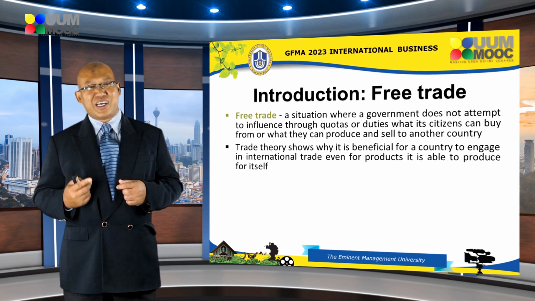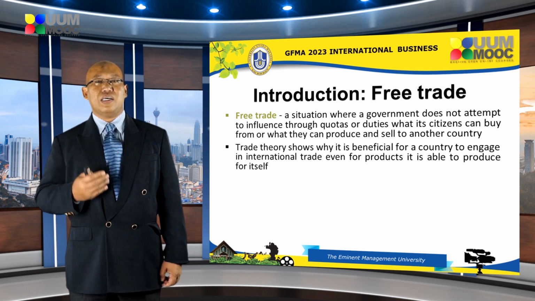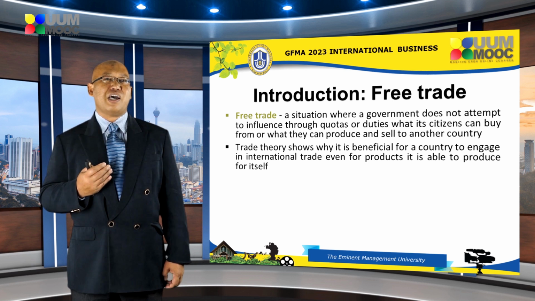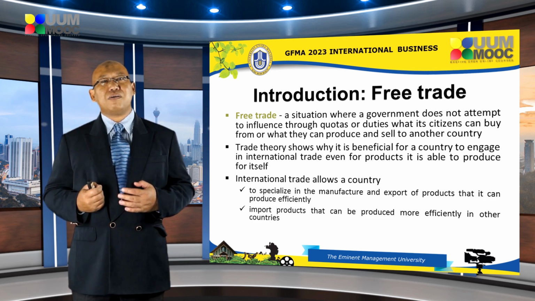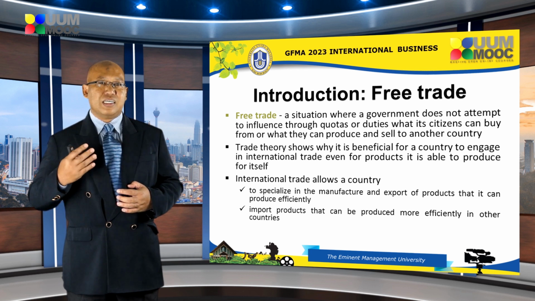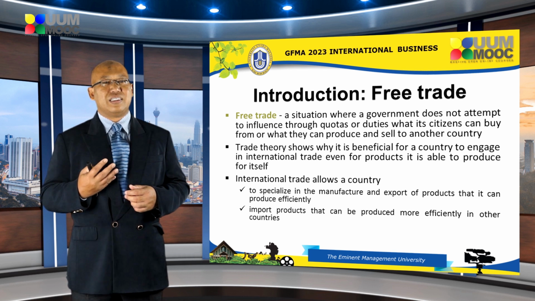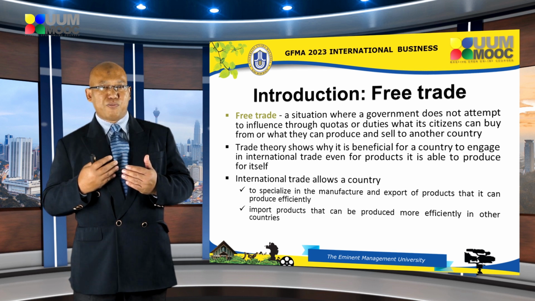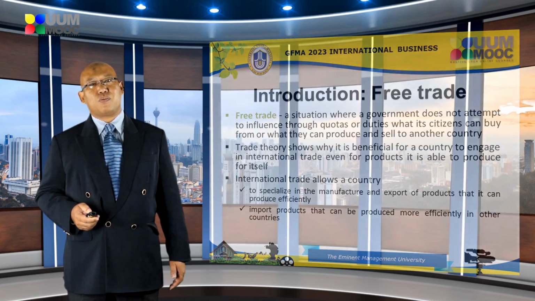Trade theory shows why it's beneficial for a country to engage in international trade, even for products it is able to produce for itself. International trade allows a country, one, to specialize in the manufacture and export of products that it can produce efficiently. Second, to import products that can be produced more efficiently in another country.